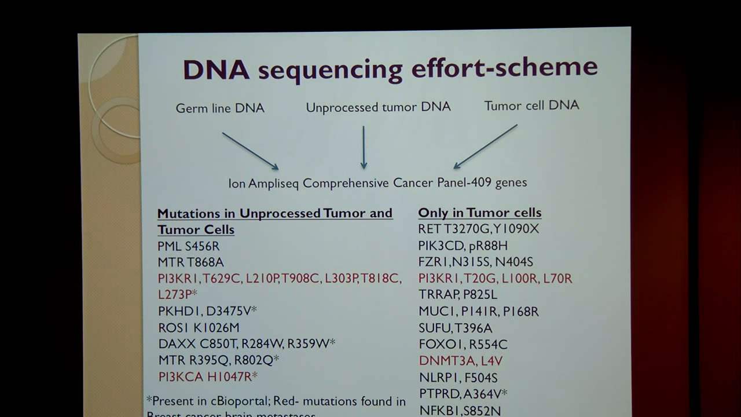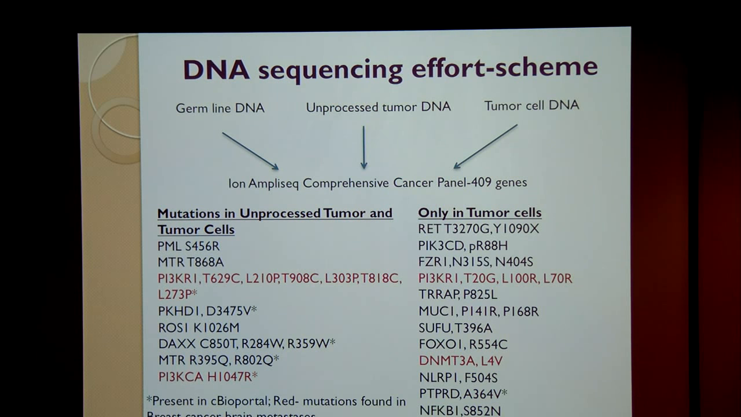So, the way we did was, we took the germline DNA, took the tumor, mush-mashed it, made the DNA from one portion. The other portion we cultured, grew the cells out, purified them, and did the same sequencing. What you see is that the unprocessed tumor and tumor cells, these are the common mutations you see, including the one which is the most famous one. But in the cultured cells, we were able to identify additional mutations.